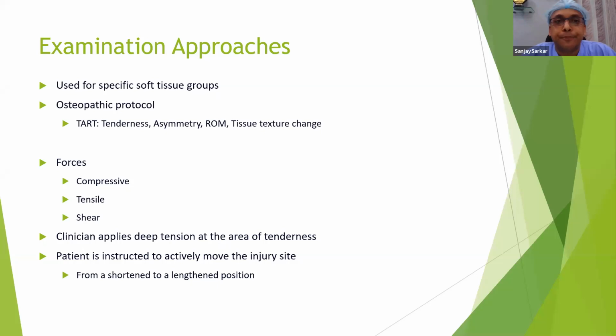All right, examination approaches. Now, ART is for soft tissue release, so used for specific soft tissue groups. So if there is pain in the neck, you are only going to check for the musculature within the neck first.